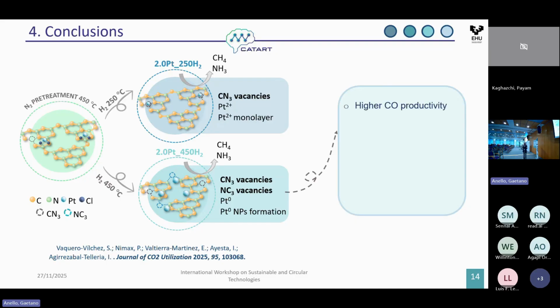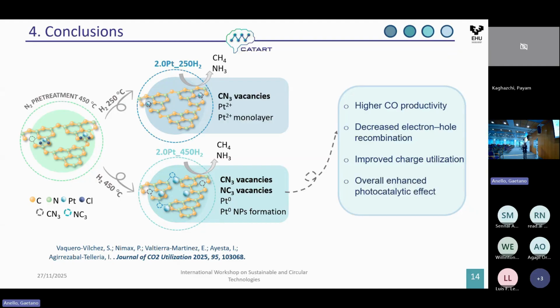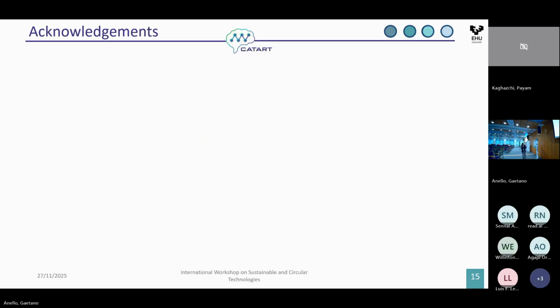So the conclusion that we can get is that with this type of material, we are having higher CO productivity. We decrease the electron hole recombination, we improve charge utilization, and we have an overall enhanced photocatalytic activity.